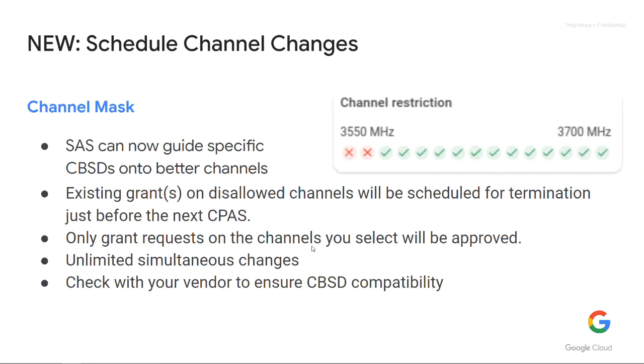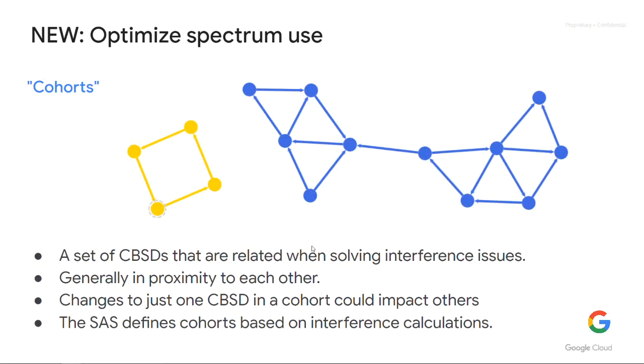The other feature we're unveiling today is called frequency optimization. Frequency planning is the technical name for it. We're optimizing your frequencies. The frequency planning feature involves something called cohorts. And cohorts is a new concept for Google SAS. I want to explain this to you.